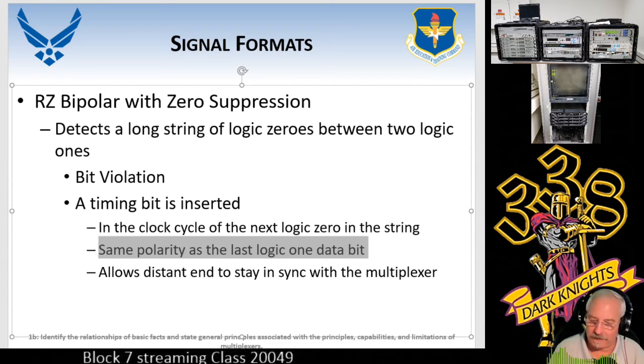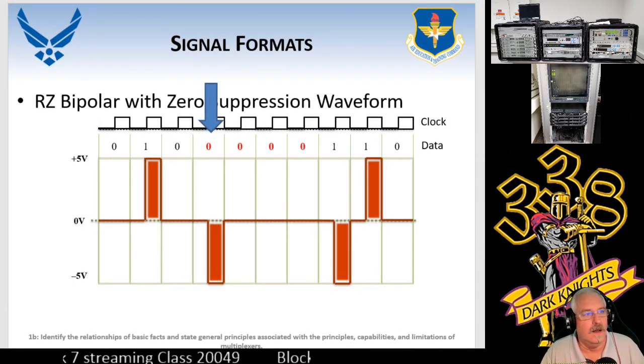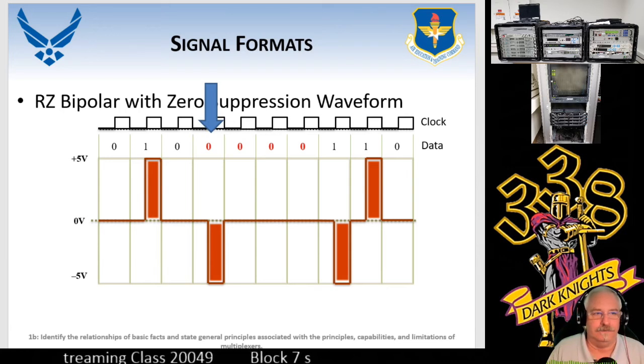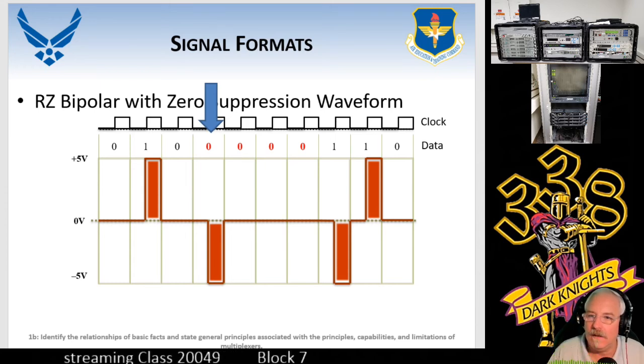Handy dandy paper here so I can explain that. All right, so let's look at this. Bipolar with zero suppression. You can see where the blue arrow is. This is a timing bit violation, and we've got it programmed where it throws the bit violation if there are 4 zeros in a row. What does that mean? It means I can say to the distant end, hey, I just had 4 zeros in a row. Here's my bit violation to make sure that we are still synced up.